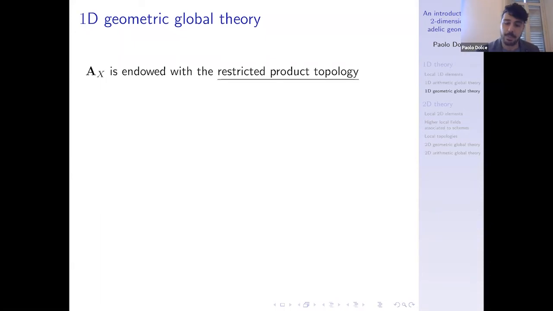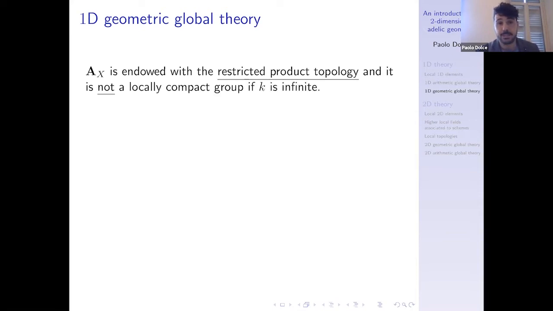So again, we have the restricted product topology on adeles. But in this case, if the base field is infinite, the ring of adeles is not a locally compact topological group. But there is a way to deal with this. The ring of adeles is a vector space over the base field.